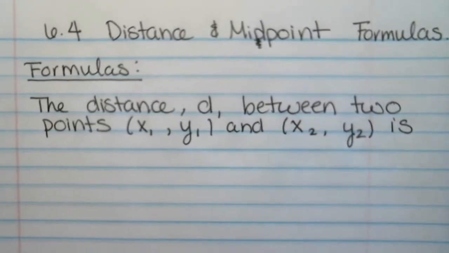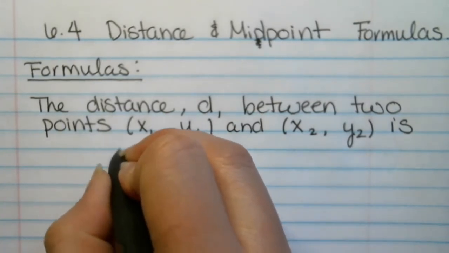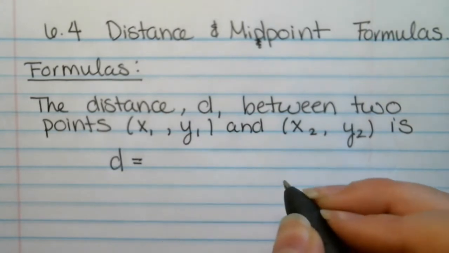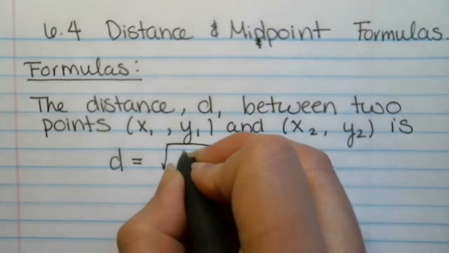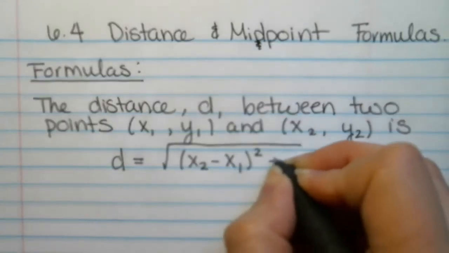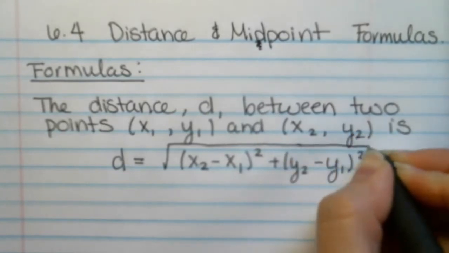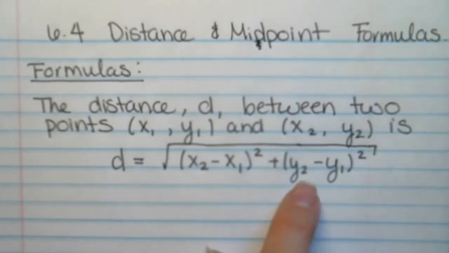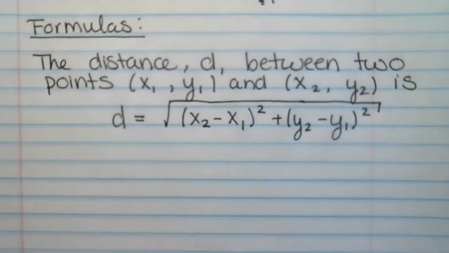Okay, so we're calling our 2 points x1, y1, and x2, y2 just to differentiate between the two. When you have two ordered pairs, it really doesn't matter which one you label as x2 and which one you label as x1. All right, so we're taking the difference between the x coordinates and squaring it, the difference between the y coordinates and squaring it, and then we're taking the square root of the sum there. Okay, so this gives you the distance between two ordered pairs.